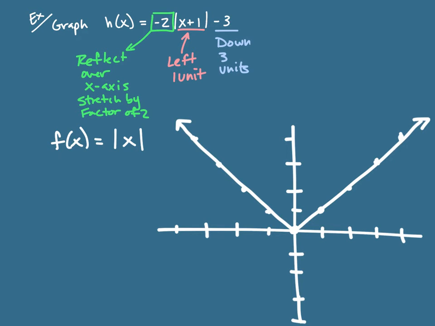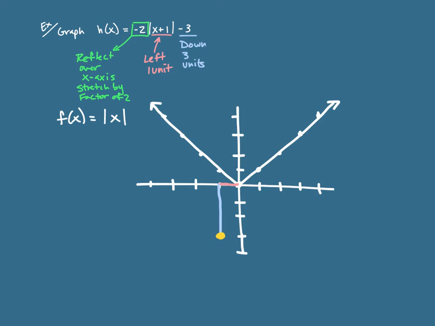From here, I'm going to first shift to the left 1 unit and then down 3. So I'm going to take my vertex point, move it to the left 1, and then move it down 3 units, and plot a new point. That's my vertex point. The next thing we want to do is reflect it over the x-axis and stretch by a factor of 2, and let me extend these points down.